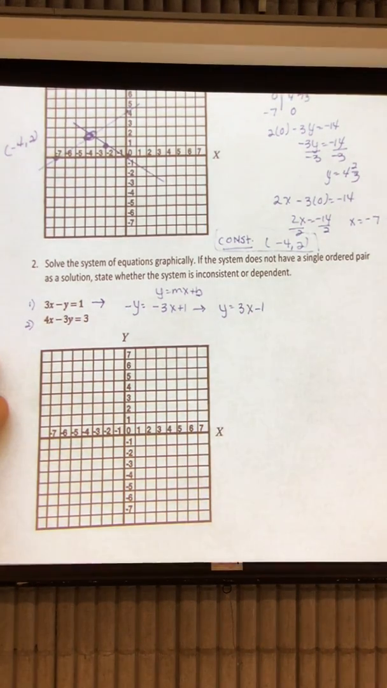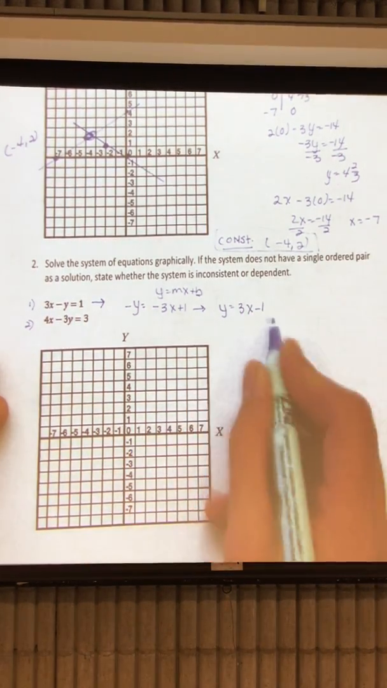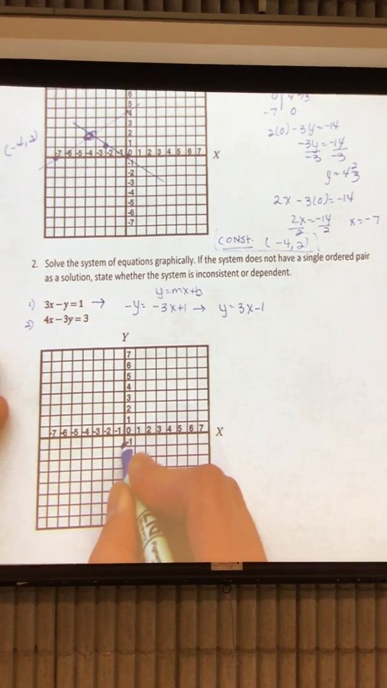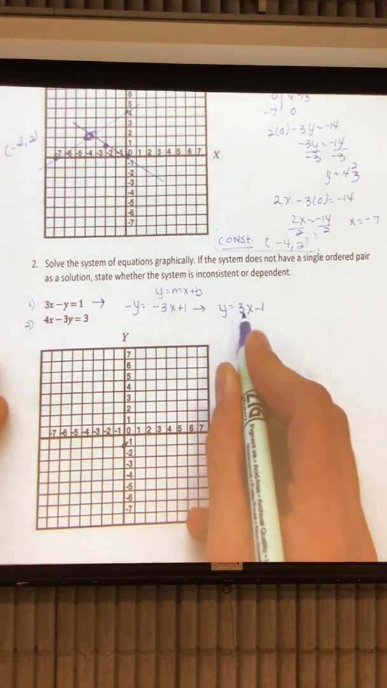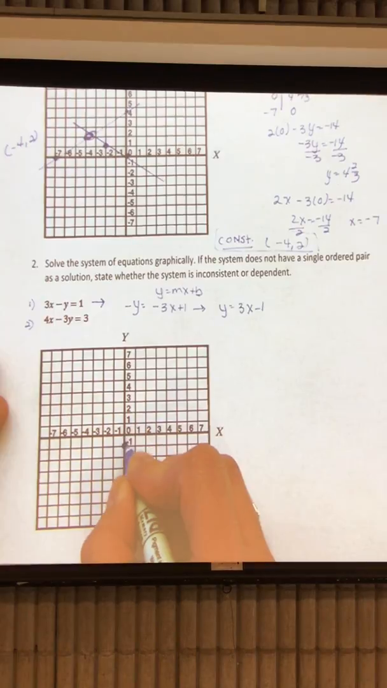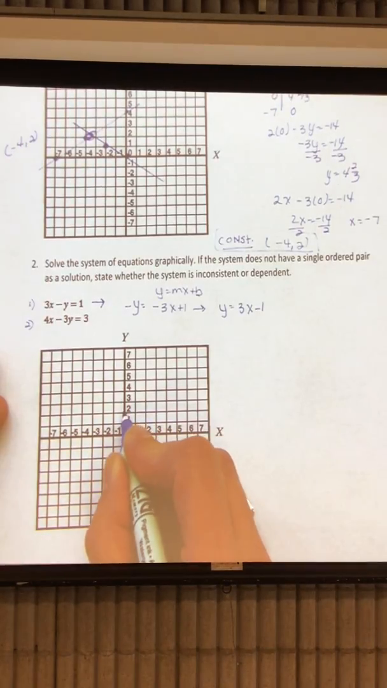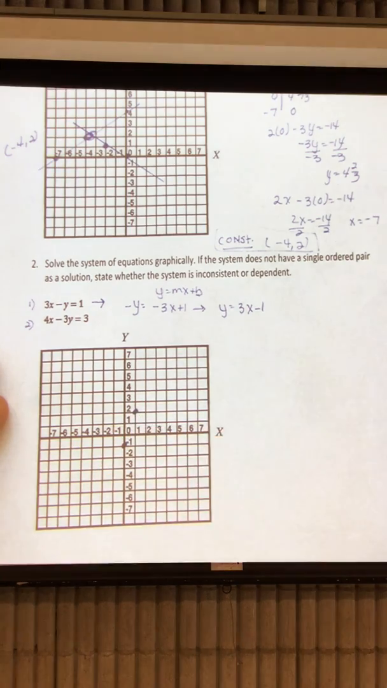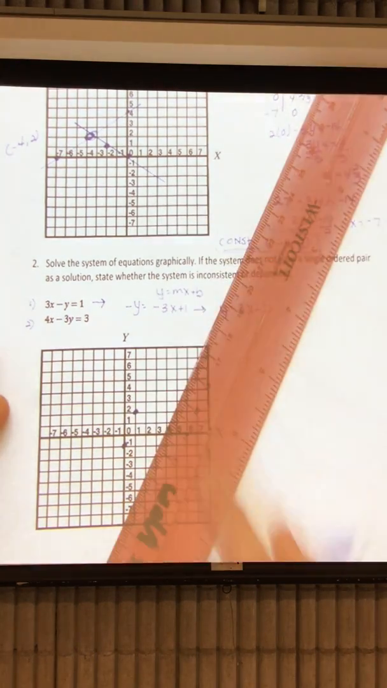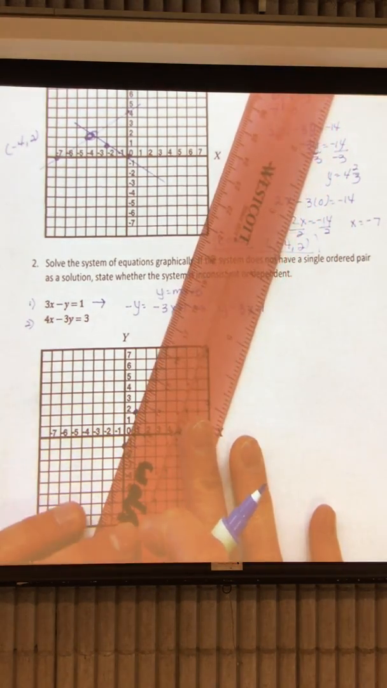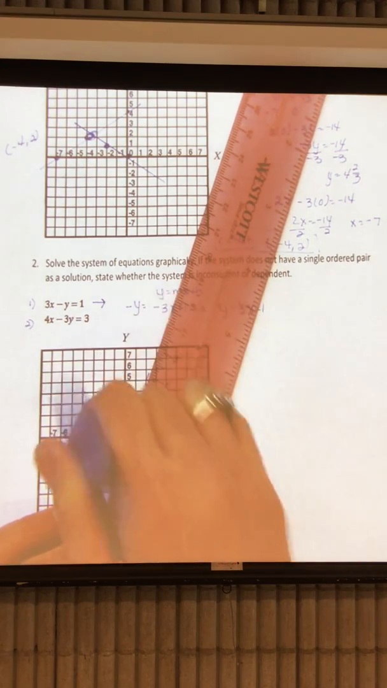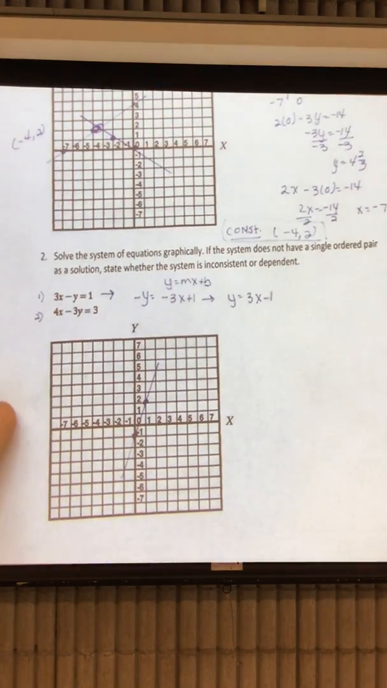So now let's graph this line. We start at our b. So our b is -1, and then we go up 3 and over 1. So from the -1, you're going to rise 1, 2, 3, and run 1. And let's connect the dots. And this is the first line.